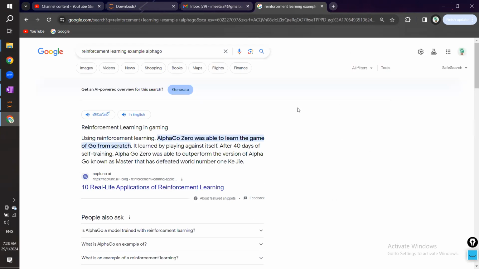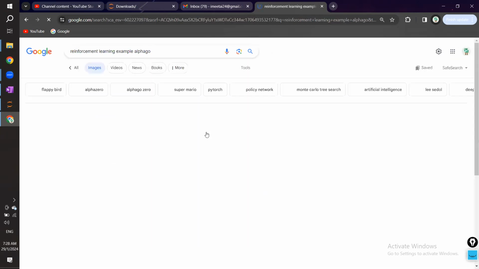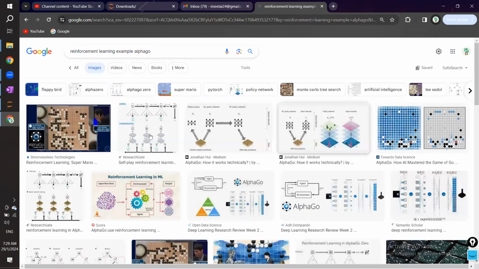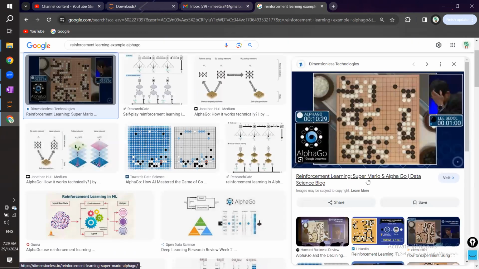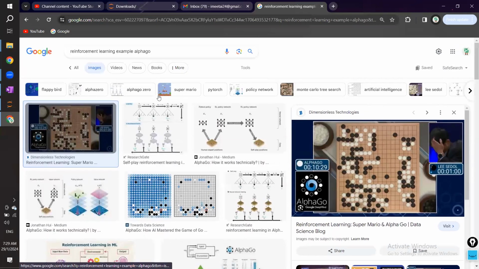AlphaGo is able to learn Go from scratch. It's a game actually. Super Mario and AlphaGo. So what happened? Once they trained this AlphaGo, as you can see, Google DeepMind.